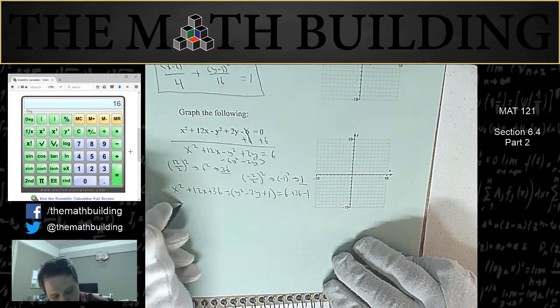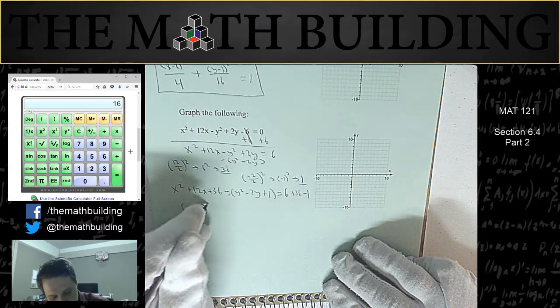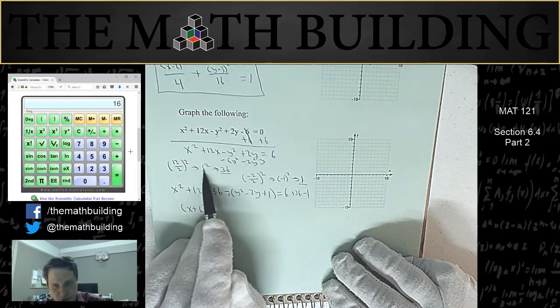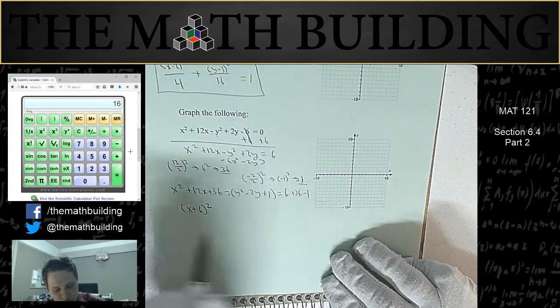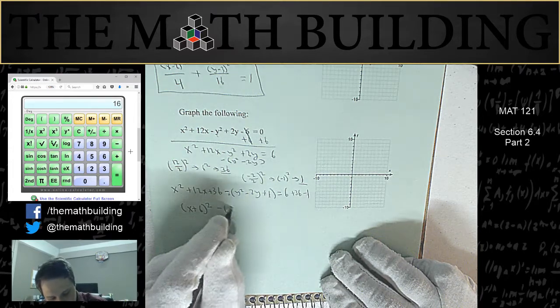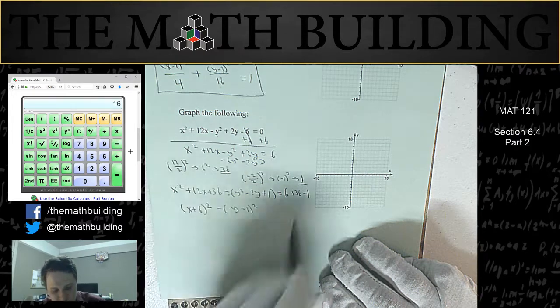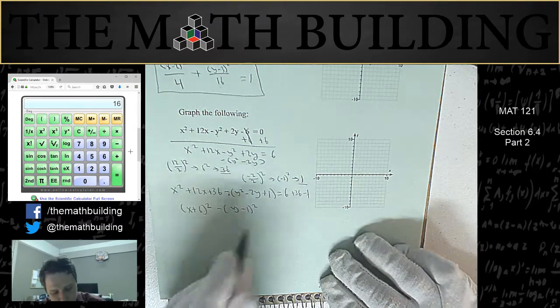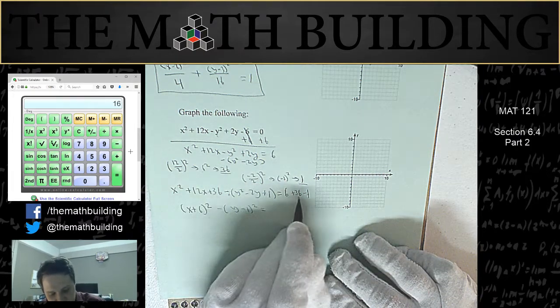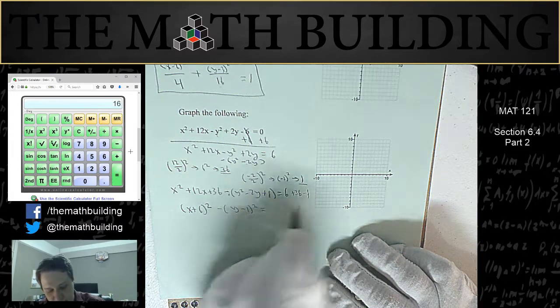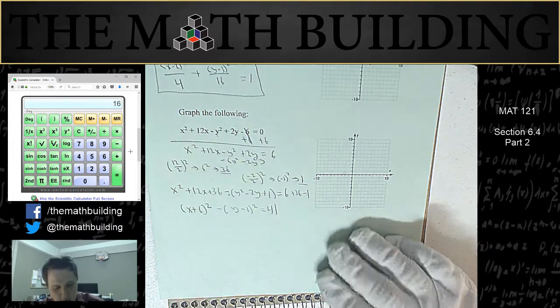So our first one will be x plus 6 squared because 6 was my middle step. And over here, it's going to be minus y minus 1 squared because minus 1 was my middle step. Then over here, I have 6 plus 36, which is 42, minus 1 is 41, like that.